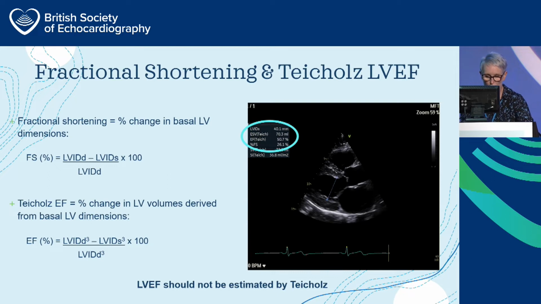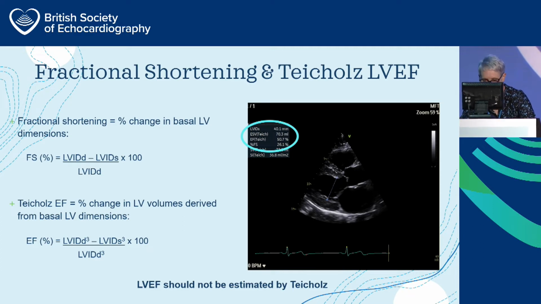So a quick note about a couple of other values that you'll see on your slide when you measure your LV dimensions. Basically, we probably want you to ignore them, but it is useful to know where they come from. Both fractional shortening and the Teichholz ejection fraction are derived from ventricular dimensions, and both basically just describe systolic function at the base of the left ventricle.